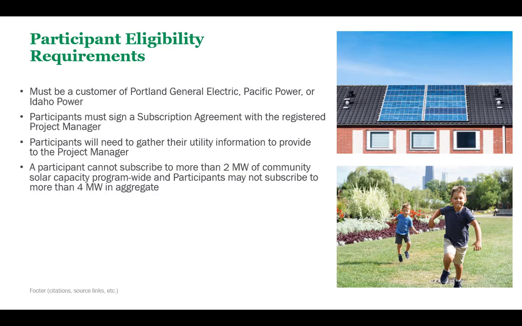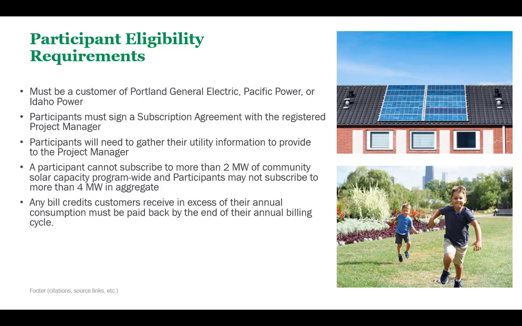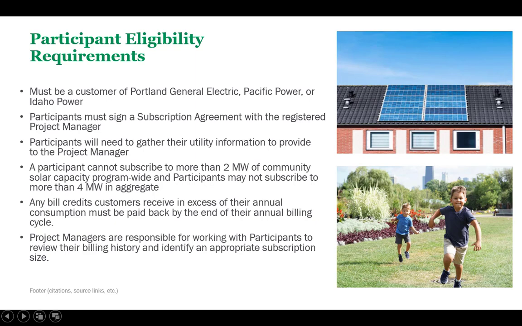A participant may not subscribe to more than 2 megawatts of community solar capacity program-wide, and affiliated participants, such as different locations of the same business, may not subscribe to more than 4 megawatts in aggregate. Customers may not sign up for a community solar subscription that is expected to generate more energy than the customer would consume over the course of the year, and customers will not receive bill credits for excess generation. Project managers are responsible for working with participants to review their billing history and identify an appropriate subscription size. The program administrator will verify the subscription size of each program participant.